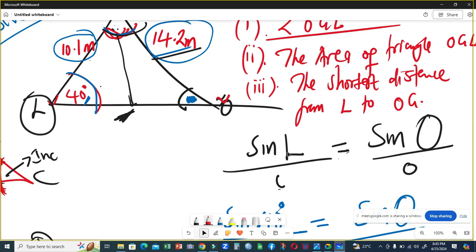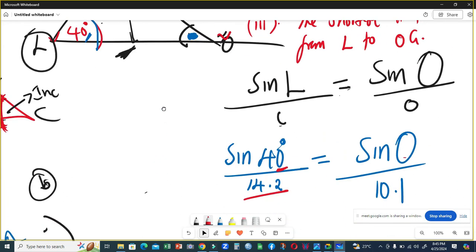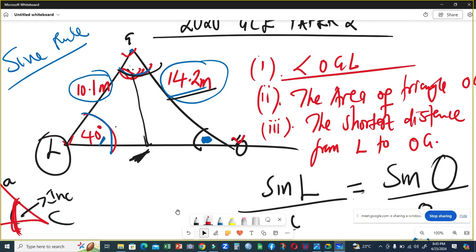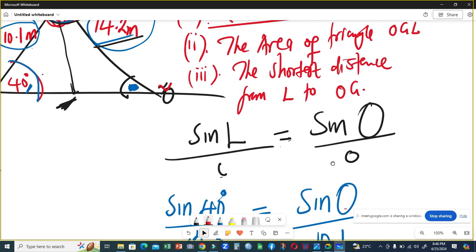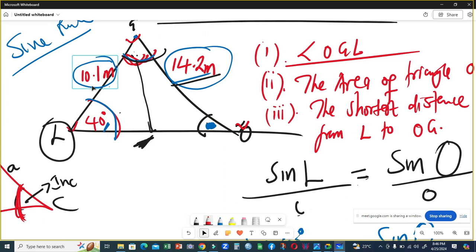So for angle L, capital L, we have gotten 40 degrees because 40 degrees is representing angle L. Small letter L, we have gotten 14.2 because when you go down in the triangle, the side which is opposite L, the small letter L, is 14.2. On angle O, we have not written anything because we don't know the value of angle O. So temporarily, that's what we are looking for. On side O here, we have gotten 10.1 because it is the side which is opposite to O.